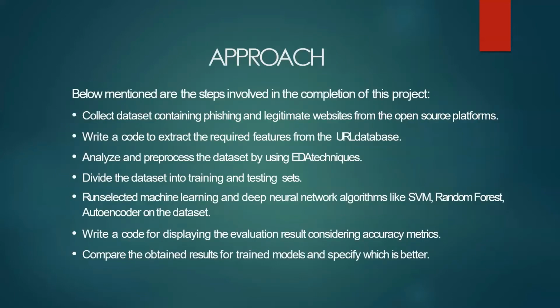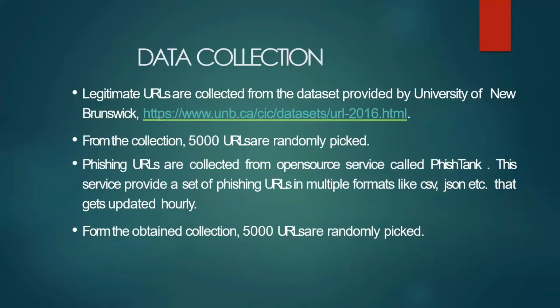So I have collected some phishing websites from open source platforms. We have developed code to extract features, then applied EDA techniques and split the dataset into training and testing sets. We then train SVM, random forest and autoencoder models on the dataset, compare accuracy metrics, and specify which trained model is better. So these are the approaches of phishing detection. And the next slide is data collection.